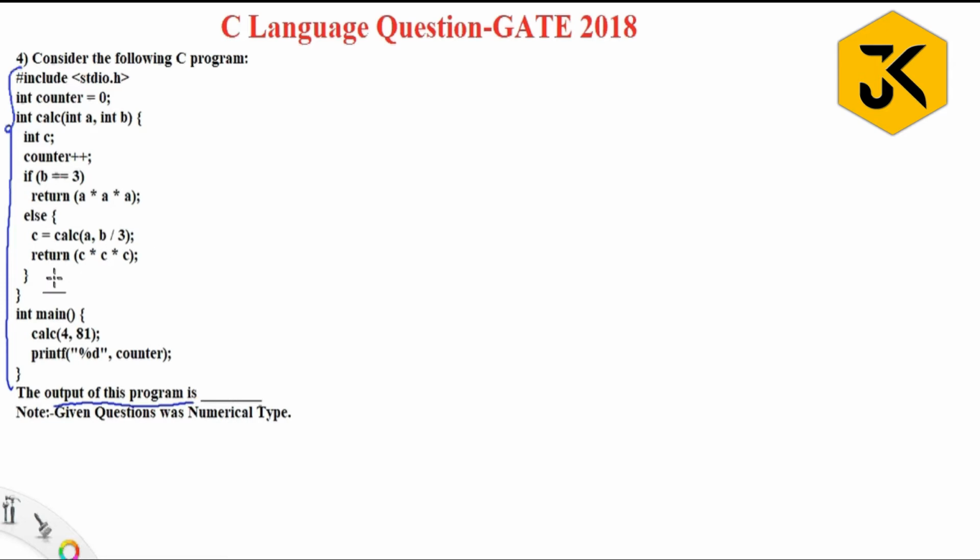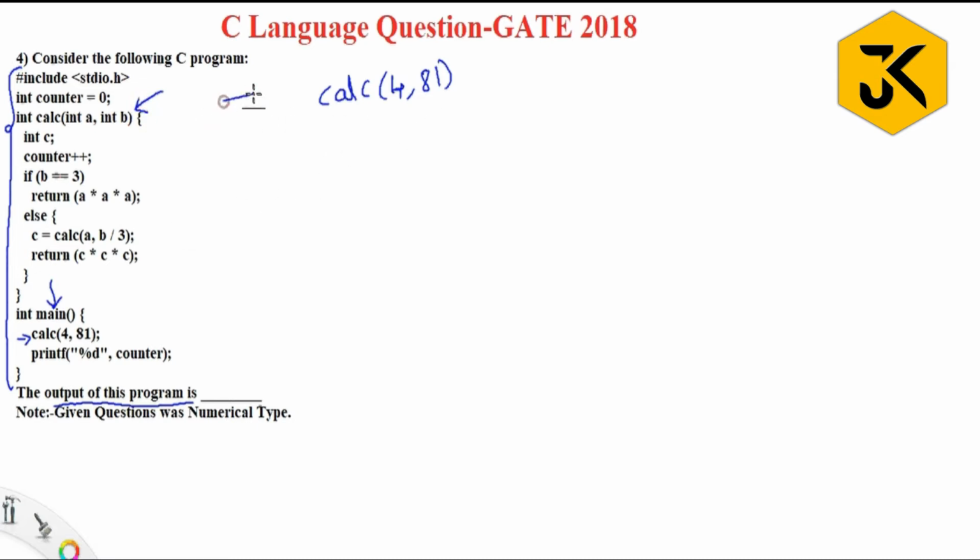You know any program will start its execution from the main function. Immediately when we call the main function, it is going to execute the calc statement whatever they have written. Means they are calling the function calc of 4 comma 81. Whenever I am passing, it is going to call this function.